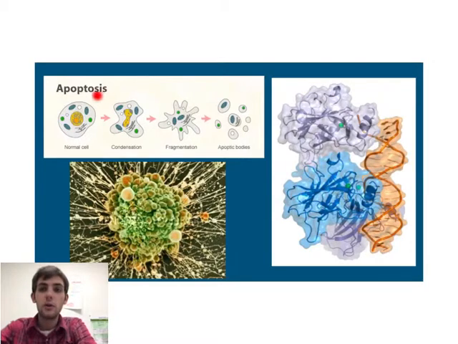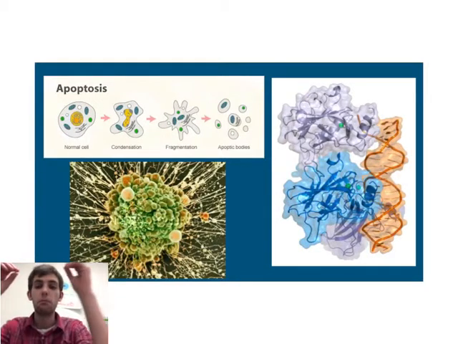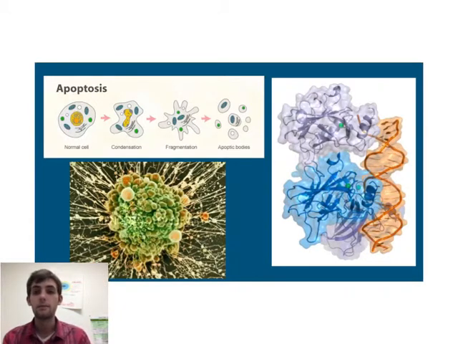And so this is a general diagram of what it looks like. You start with a normal cell and you end with what's known as apoptotic bodies. Here's an example, an SEM of what a cell undergoing apoptosis looks like. It just starts forming a lot of blobs until it essentially disintegrates.